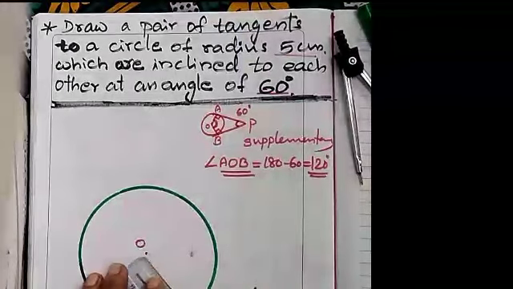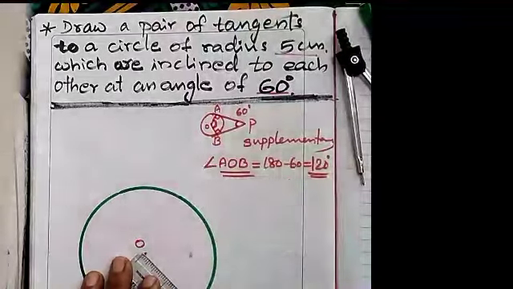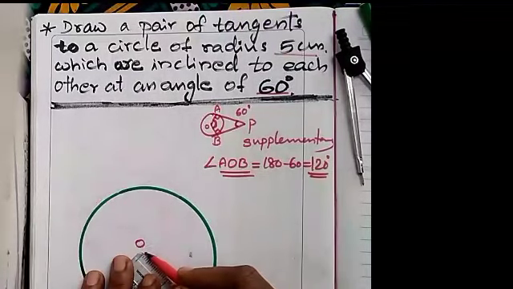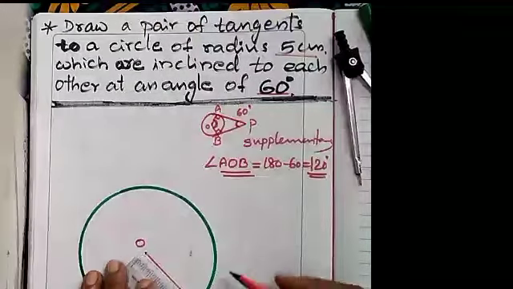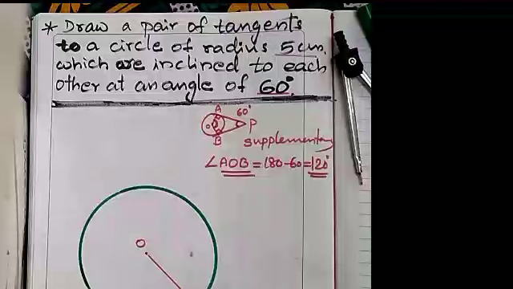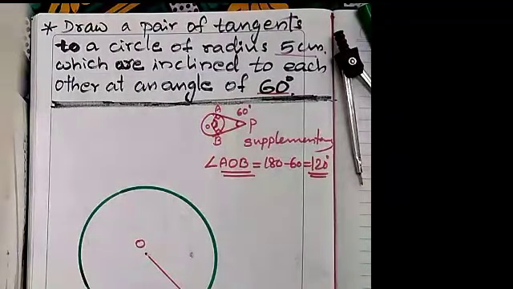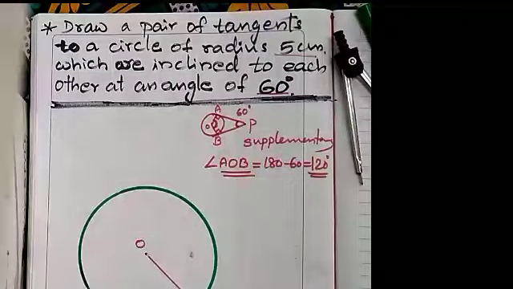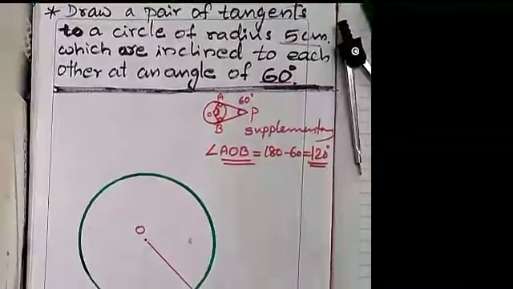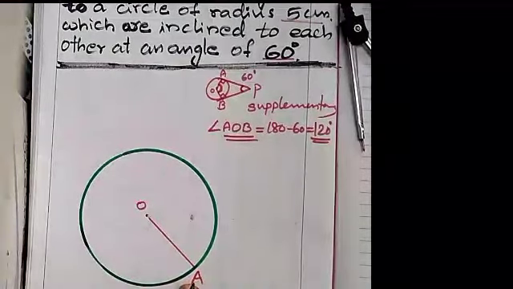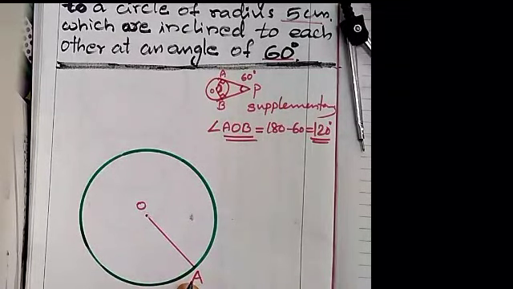For that, just select a radius. Okay, any radius you can select, in any direction. I am selecting like this. So, here we are selecting a radius. Here it is, suppose the point is A or B. Any point you can select, because PA and PB are the tangents we are going to construct. Therefore, you are selecting this point, OA, that one radius you have selected.